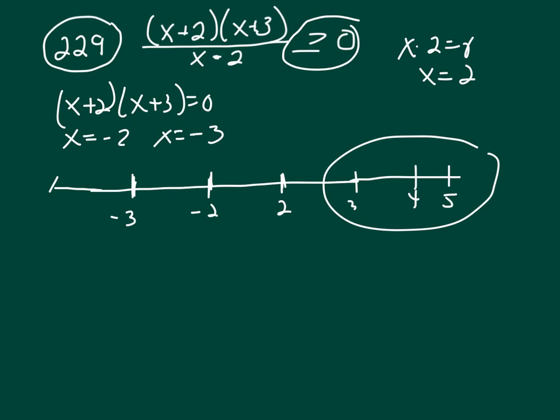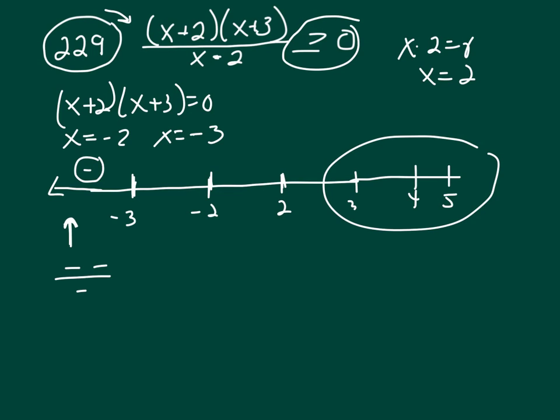I want to choose a number from this interval, let's say -5, and plug it into my inequality. Now I'm looking to see if it gives me a positive number or a negative number. So take -5: -5 plus 2 would be negative, -5 plus 3 would be negative, and -5 minus 2 would be negative. So that's going to give you a negative number.